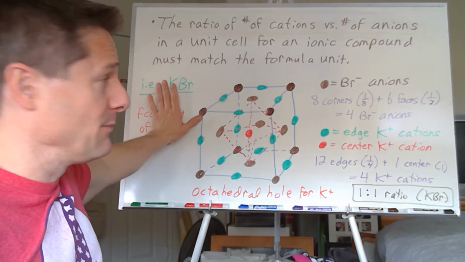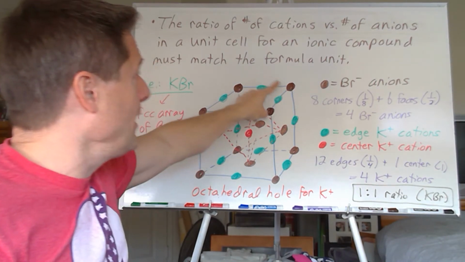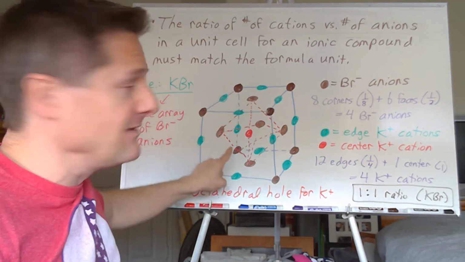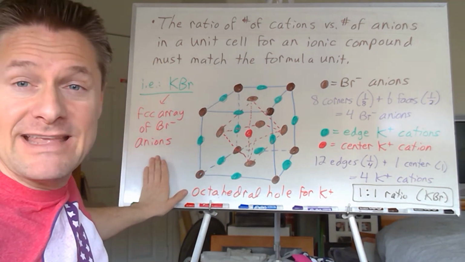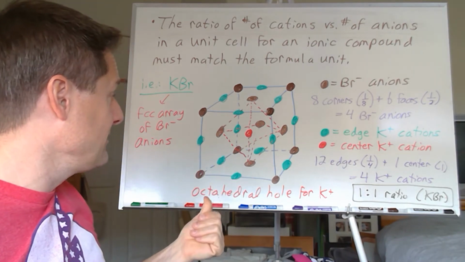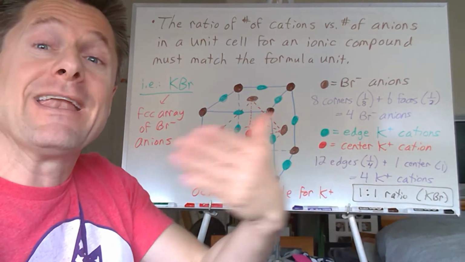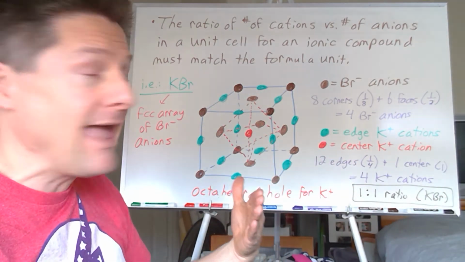For example, potassium bromide. Let's do the brown ones as the bromide ion, so you can see they're in the corners and the faces. Everybody agree? We got the FCC, face-centered cubic array of bromide ions. Potassium ions go in the octahedral hole because of the ratio of the cation radius to the anion radius that we calculated on the last board.